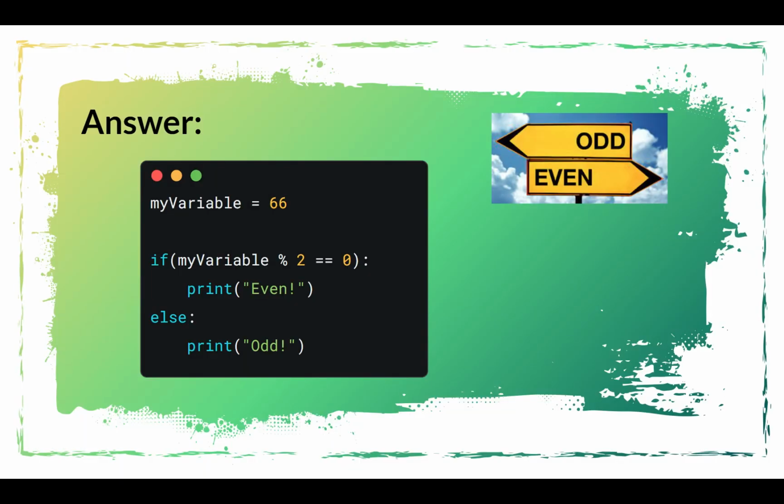So an answer, my variable equals 66. If my variable mod 2 is equal to 0, then it's even, again like number 6. 6 divided by 2 is equal to 3 with 0 remainder. Otherwise, print odd. So normally, if we got rid of this else statement and just had print odd, it could print even odd. But since we have an else, if it's not an even number, it'll print odd.